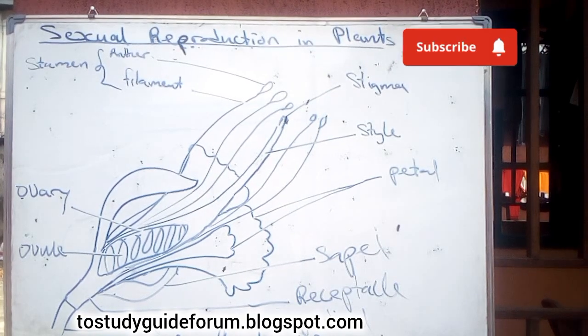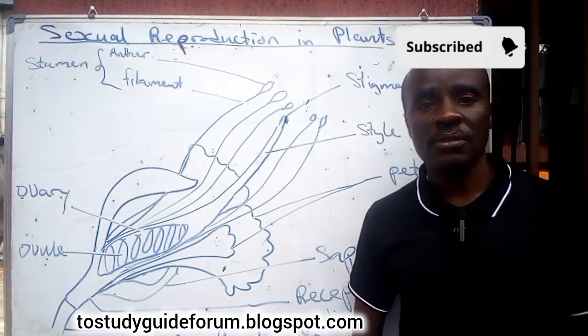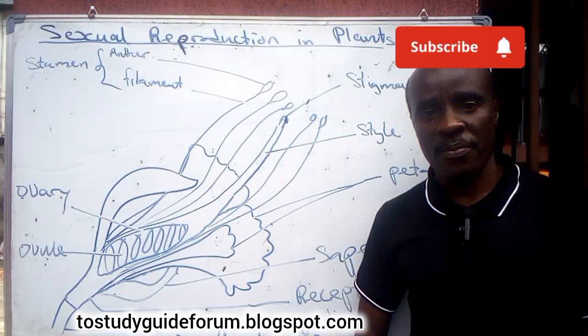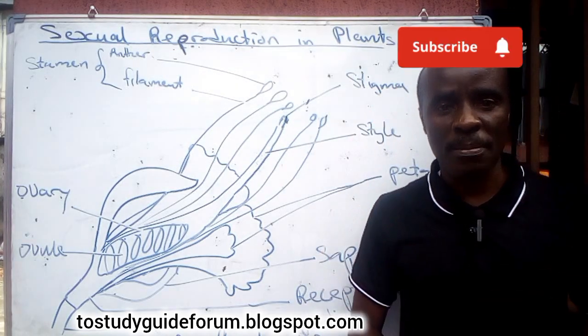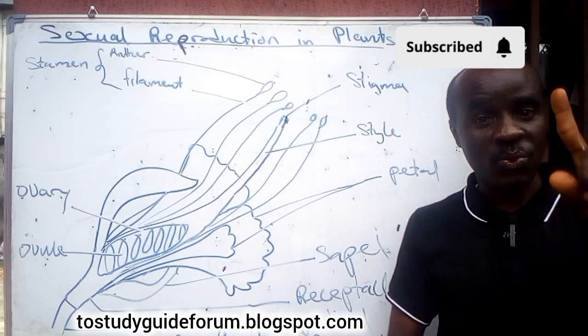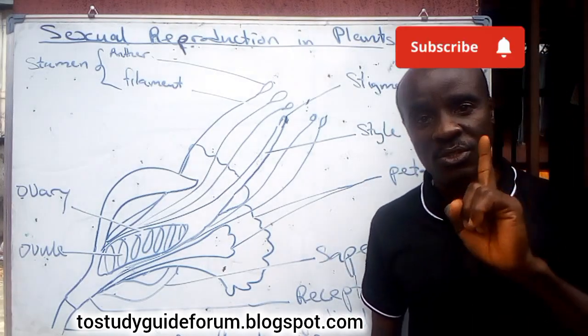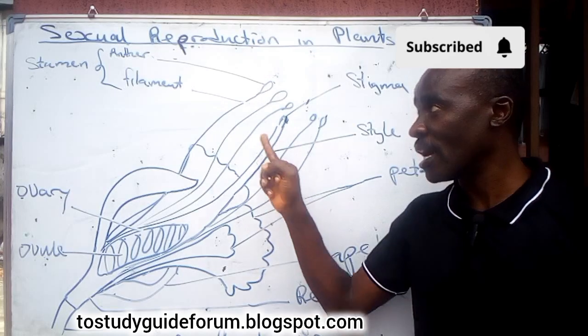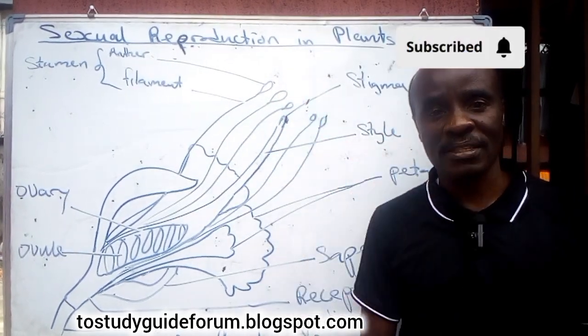So today, in this video, we are going to be talking about sexual reproduction in plants. We have two types of reproduction in plants. Number one is what? Asexual, and the second one is sexual. But today we are talking about sexual reproduction in plants.